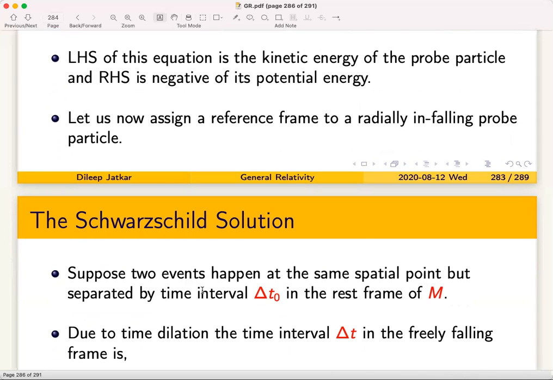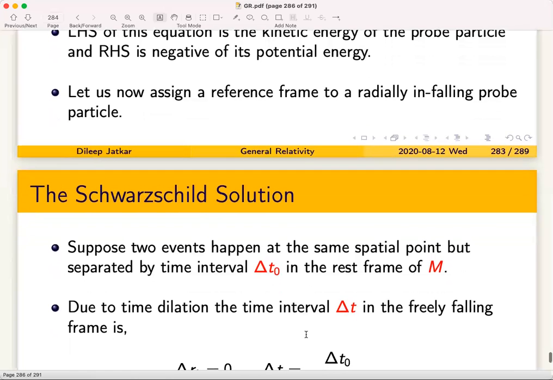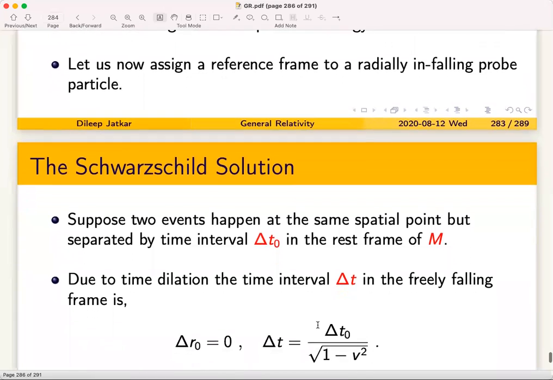Fine. So the events are at the same spatial point in the rest frame of capital M. They may not be at the same spatial point in the rest frame of the infalling probe, but I don't care. All I want to ask is, the time interval delta t0 in the rest frame of M, how does it look in the frame of the freely falling object? In the freely falling frame, delta r naught was 0 in the frame M, and delta t is delta t0 upon square root of 1 minus v squared. Is that correct?